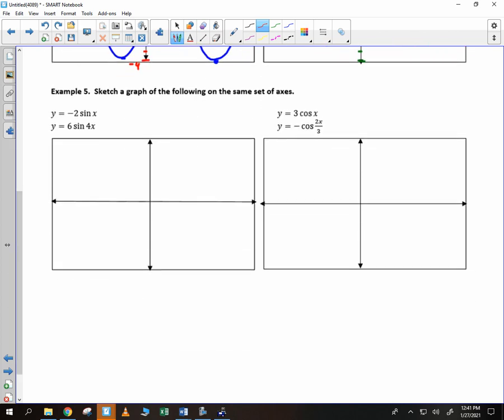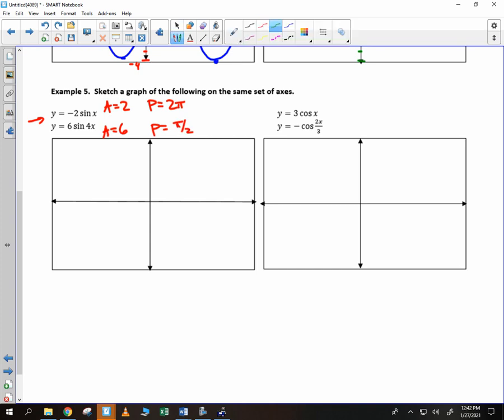We'll do one more here. I don't think I have these on your assignment, but I just want you to understand the differences. Sketch a graph of the following on the same axes. We're going to look at this guy. I see the amplitude is 2 and the period is equal to 2 pi. And here I see the amplitude is 6 and the period is 2 pi over 4 or pi over 2.